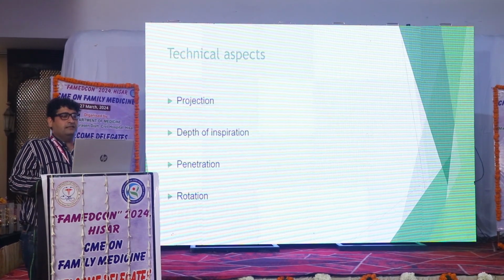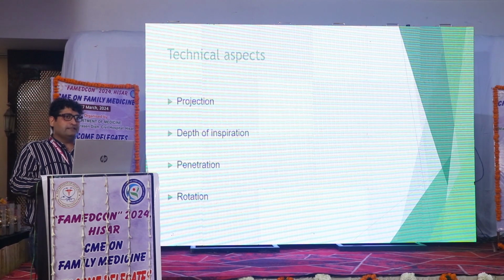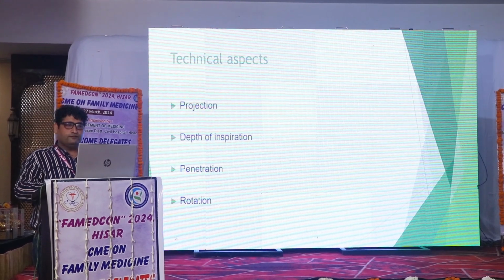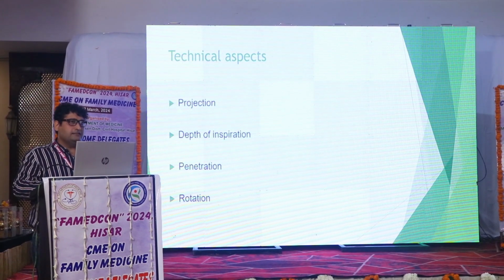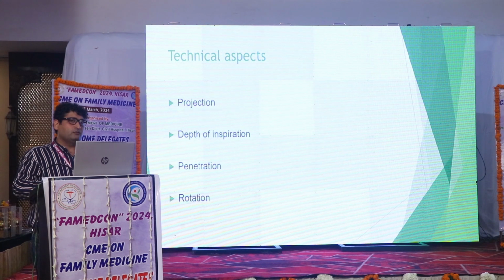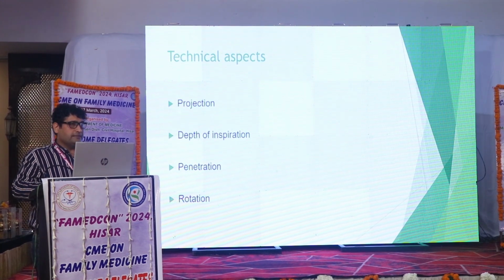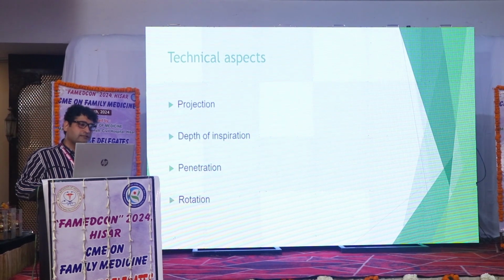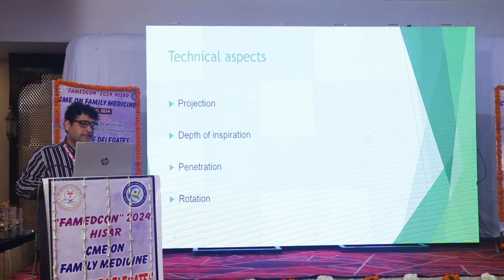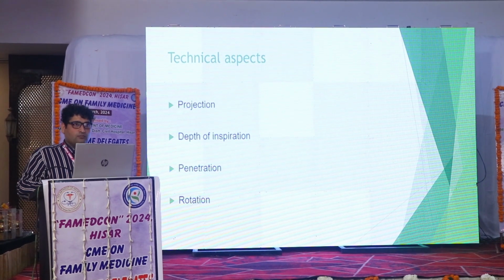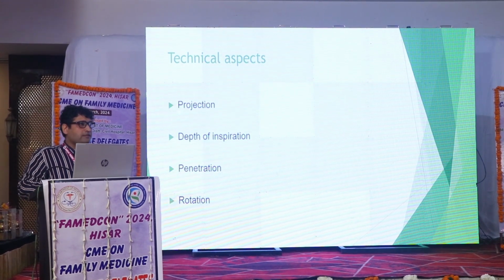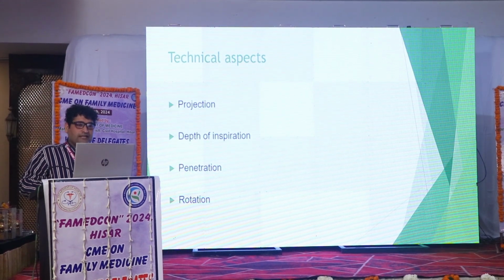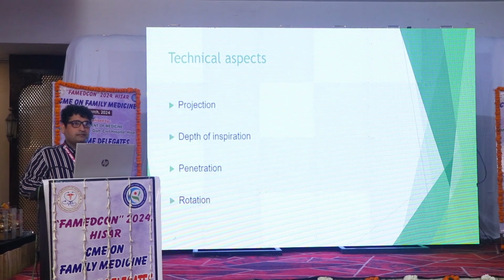So in a chest X-ray, there are mainly four basic things. One thing is projection, which is the part of the X-ray machine, and the other three things are related to the patient. One is the depth of penetration, like how much X-rays are penetrating the patient, and the other one is rotation. And one more thing depends on the patient, how much he or she is inspiring, so that better visualization of the lungs can be done.